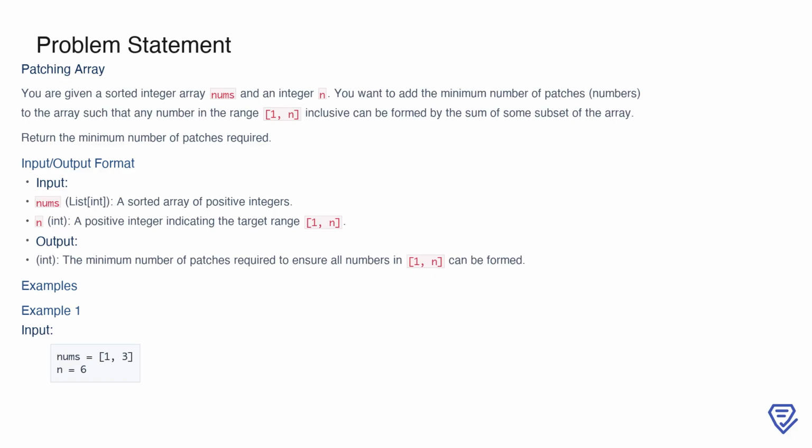Let's explore the input and output format. The input consists of the sorted array nums and the integer n, while the output is a single integer representing the minimum number of patches needed. Now, let's dive into some examples to understand this better.